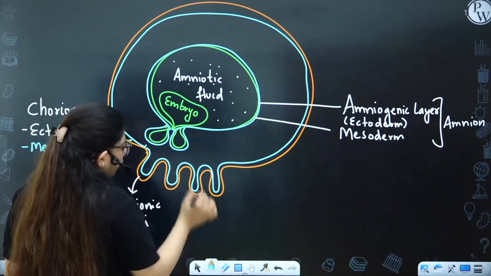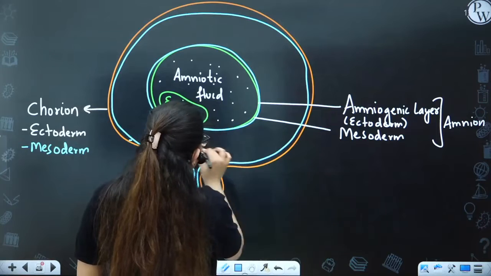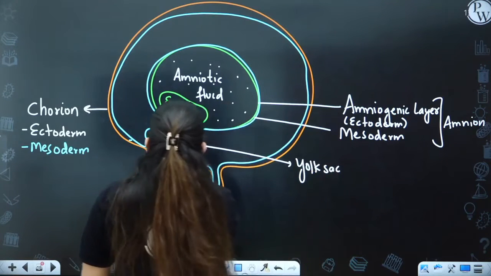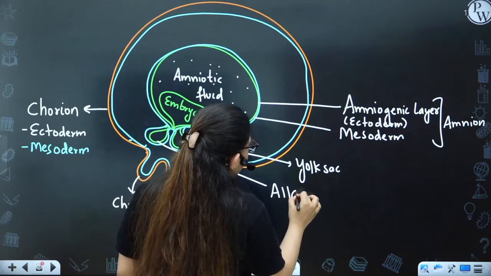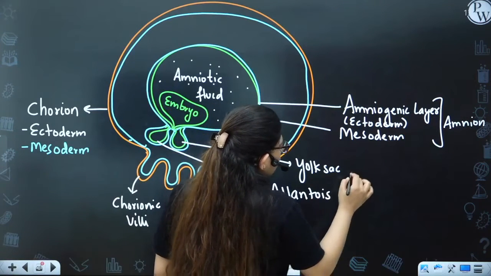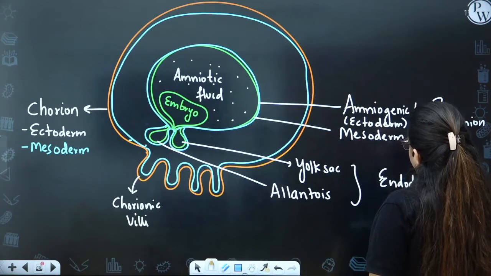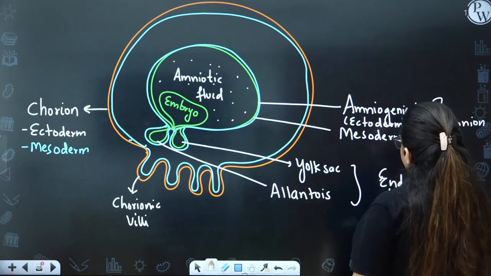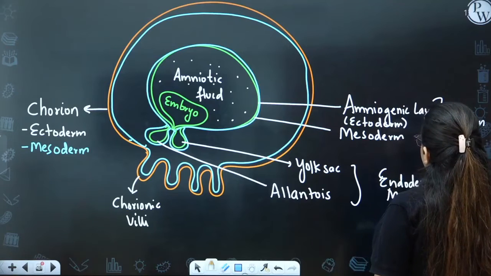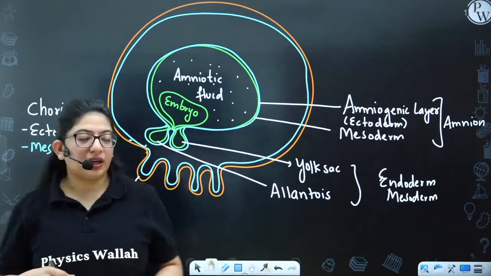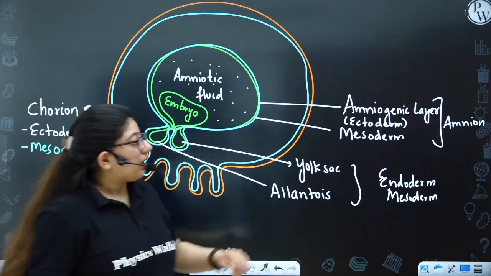So they are made up of two layers. This is yolk sac and this is allantois. Both have the same type of arrangement. Internally they are made up of endoderm and externally they are made up of mesoderm. So you need to remember what the others are made up of. Okay. Now another thing. What do they do?